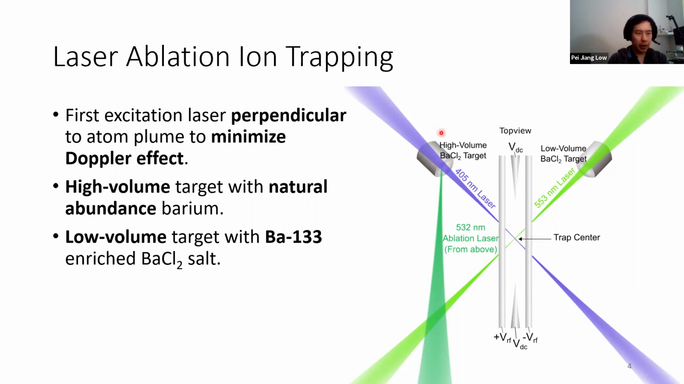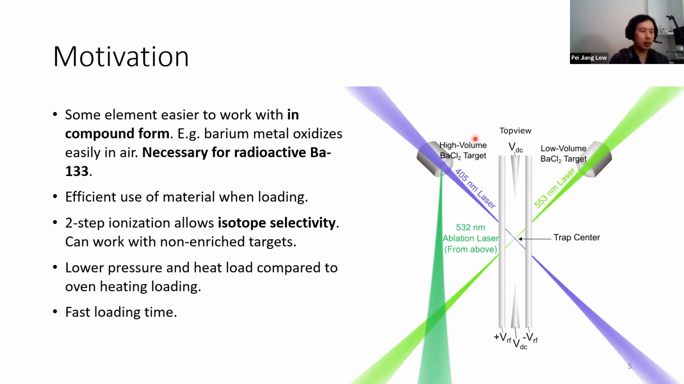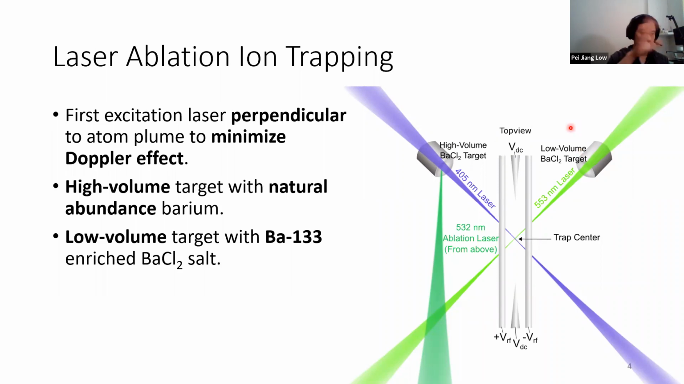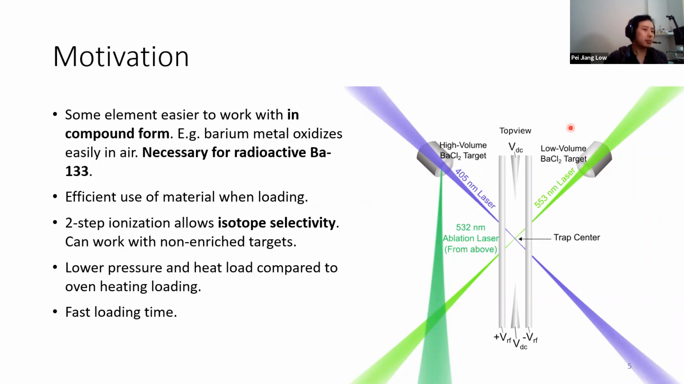In our trap, we have two targets. One is the high volume barium chloride target, and the other is the low volume one. The high volume target is filled with natural abundance barium, meaning barium with the isotopic composition that you can find naturally. The low volume target is enriched with barium 133. This is what we have in our trap, and I'll go into that later.